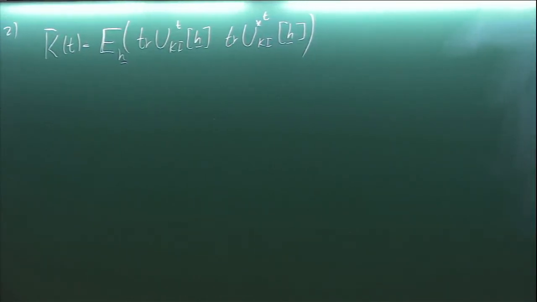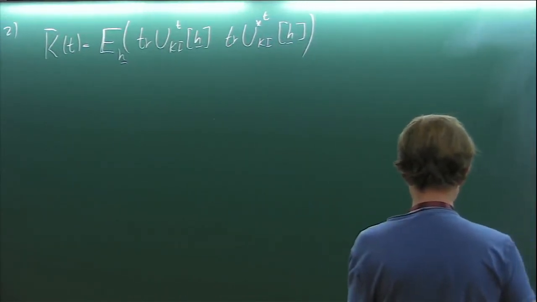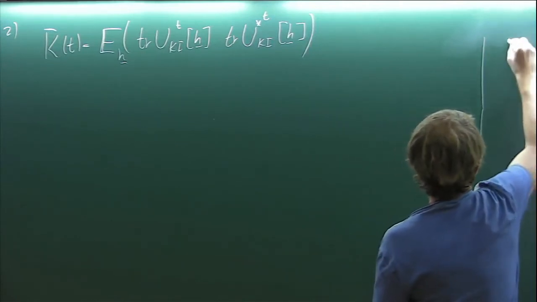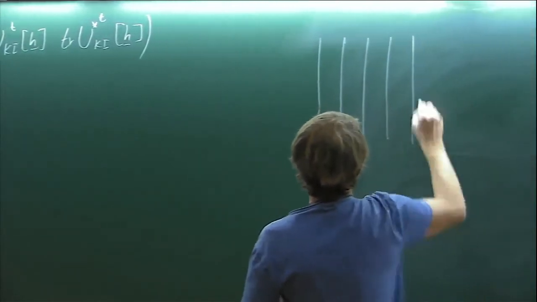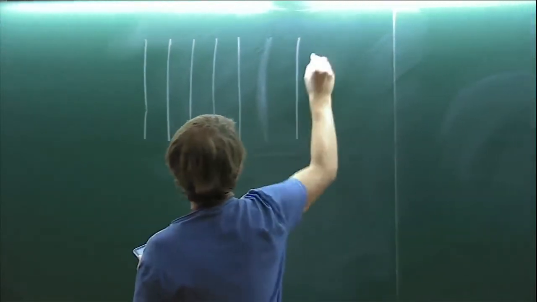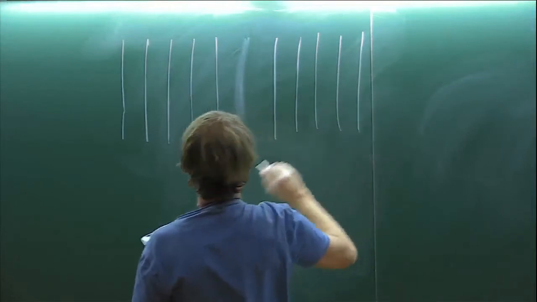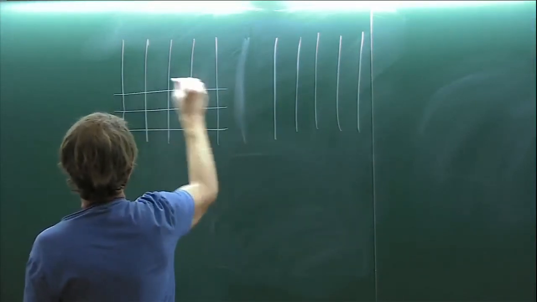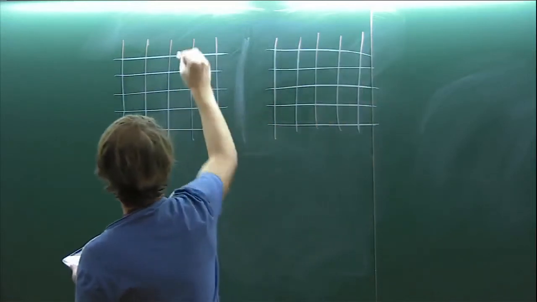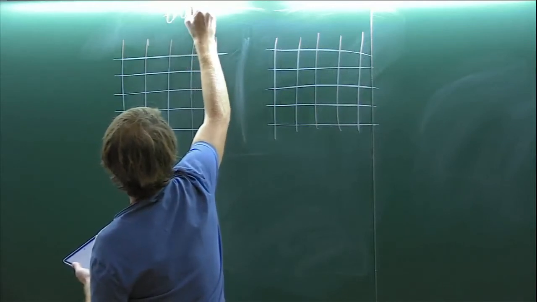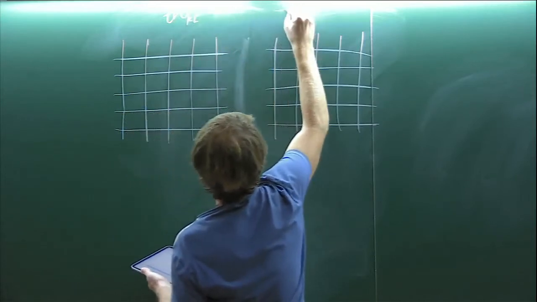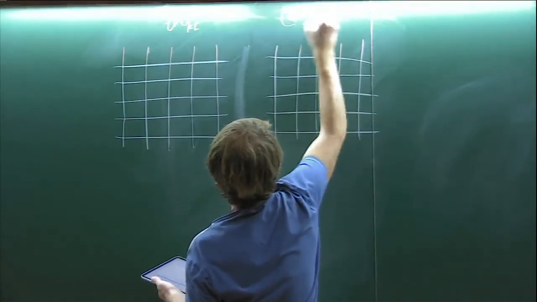And in parallel, I will try to make a picture which will illustrate this calculation. The picture will be then, again, 2 copies. So this will now denote trace of U to the T. This will be trace of U to the T star.